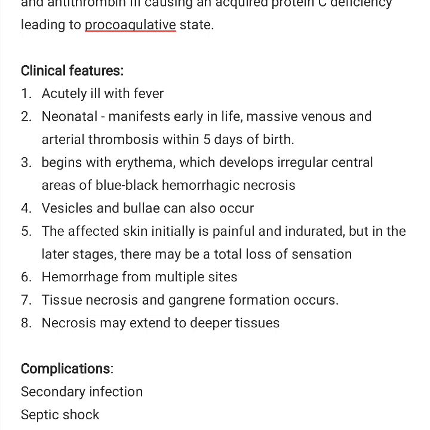Coming to the purpuric rash, it begins with erythema which develops irregular central areas of blue-black hemorrhagic necrosis. There can also be presence of vesicles and bullae, and the affected skin initially is painful and indurated, but in the latter stages there may be a total loss of sensation. Hemorrhage occurs from multiple sites and tissue necrosis and gangrene formation occurs, and this necrosis may extend to deeper tissues.